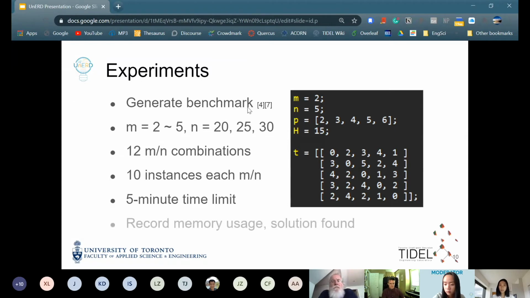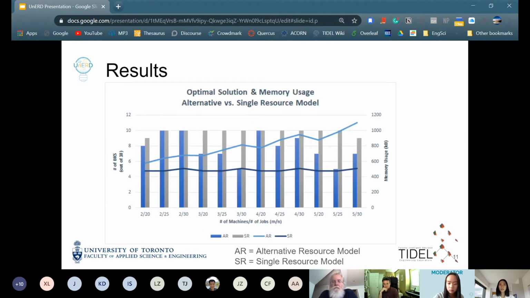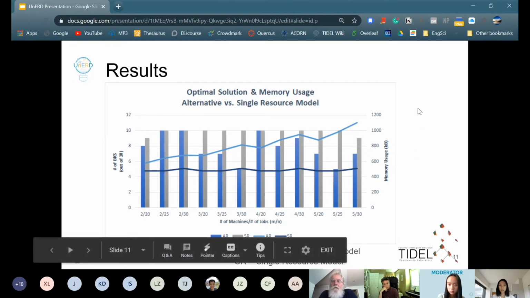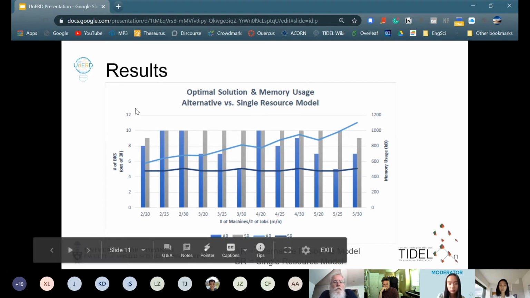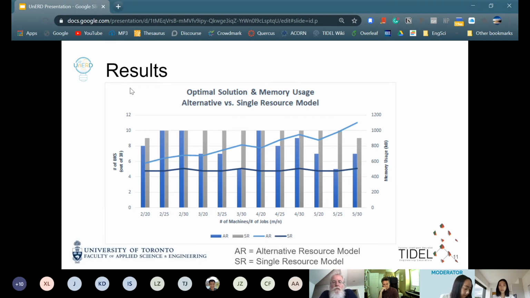Going back to our hypothesis, we decided to record the memory usage as well as the final solution it finds at the end of the time limit. So the results are shown in this graph, with blue as the alternative resource model and black as the single resource model. The bar graph with the axis on the left shows the number of instances out of 10 where a model is able to find the best known solution, BKS, between the two. And the line graph with the axis on the right records the average memory usage for each model.